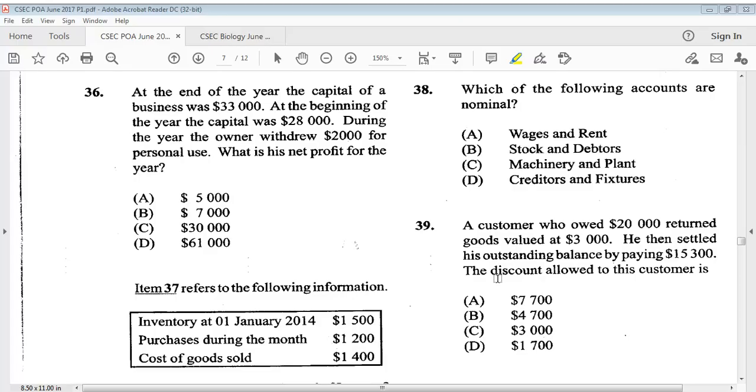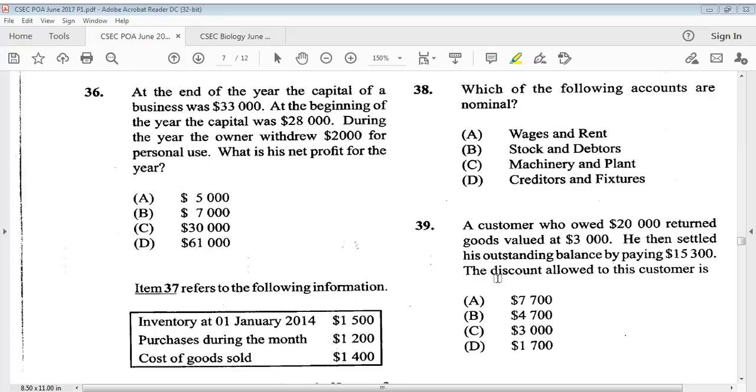So, as we said, we're going to be doing part 2 of the CSEC Principles of Accounts, May June 2017, paper 1. If you missed watching part 1, there's a card somewhere on this video. You can go ahead and click it, or you can check in the description box below. So, let's get into this paper.